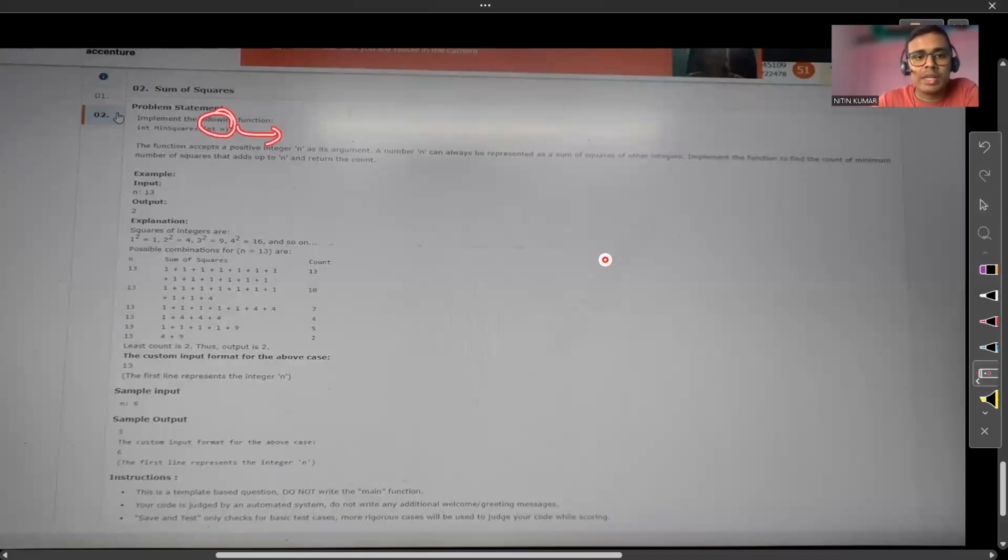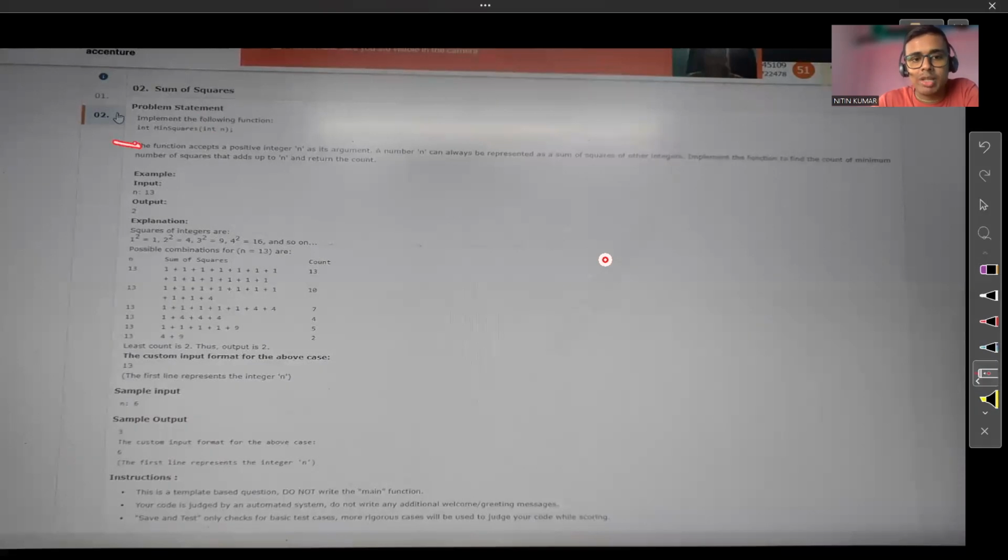The function accepts a positive integer n as its argument. A number n can always be represented as a sum of squares of other integers. Implement the function to count the minimum number of squares that add up to n, and return the count.